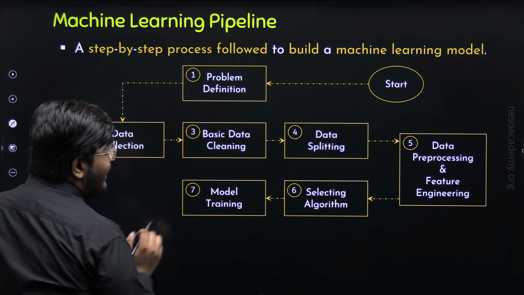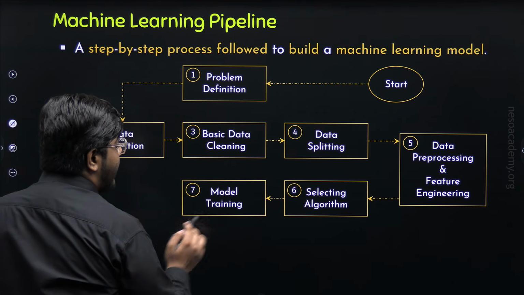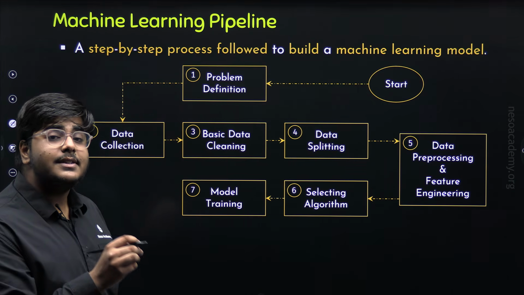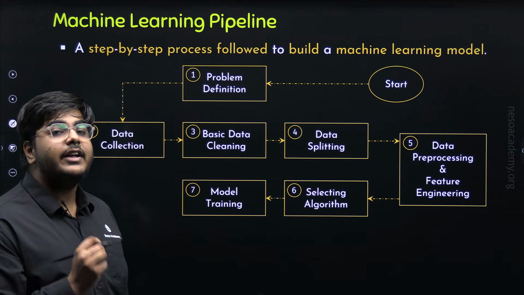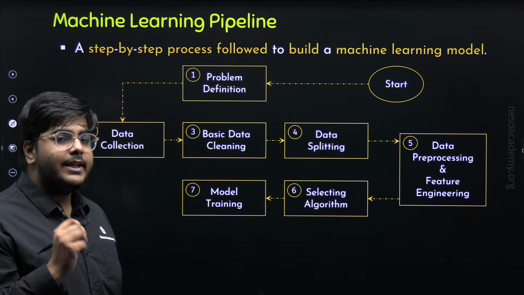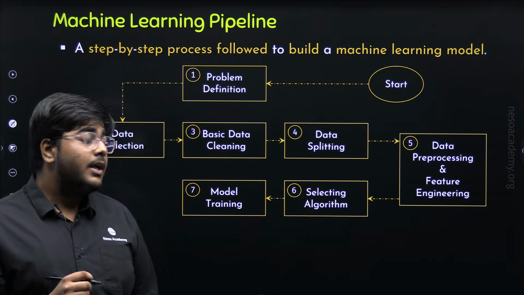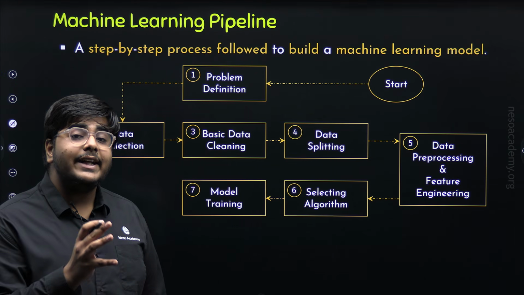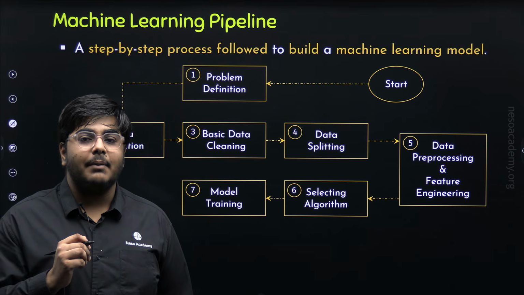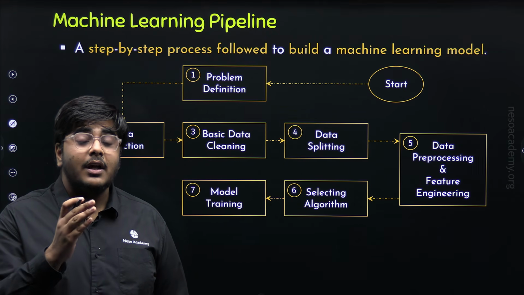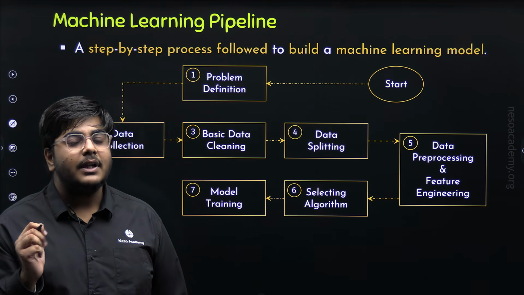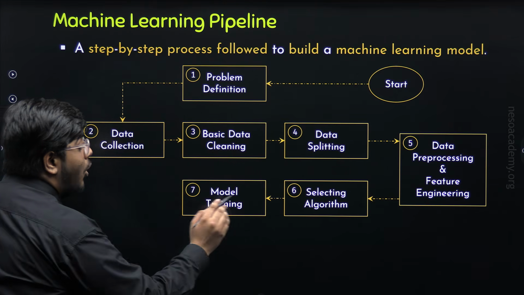Now it's time to train the machine learning model. So the seventh step is model training. In this step, the machine learning model learns the patterns and features from the data. The machine learning model learns the relationships between the features and the target variable. For example, in a house price prediction system, the linear regression model will try to identify the relationships between the house features and the house price. For example, if the size of the house is bigger, the price would be higher. If the location of the house is better, the price would be higher. Like this. So this is known as model training.